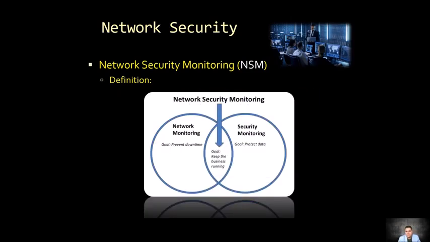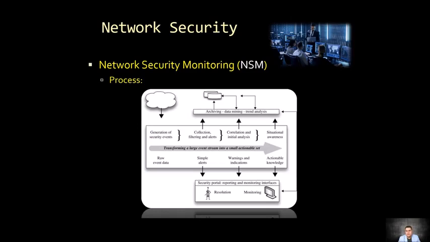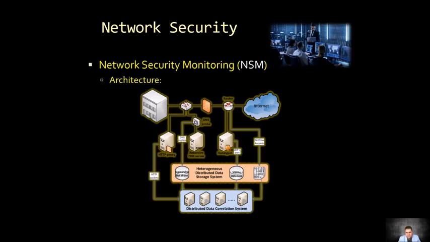An example of network security monitoring is just a combination of network monitoring and security monitoring together. One is to prevent downtime, the other is to protect the data, and the goal is to keep the business running. This is why we have network security monitoring. In an example of the process, you can have different entities, you can get the raw data, you can sample alerts, you see the warnings and the incidents, filter them and make a knowledge base that you can use for monitoring. And out of it, we can start our data-driven cybersecurity.